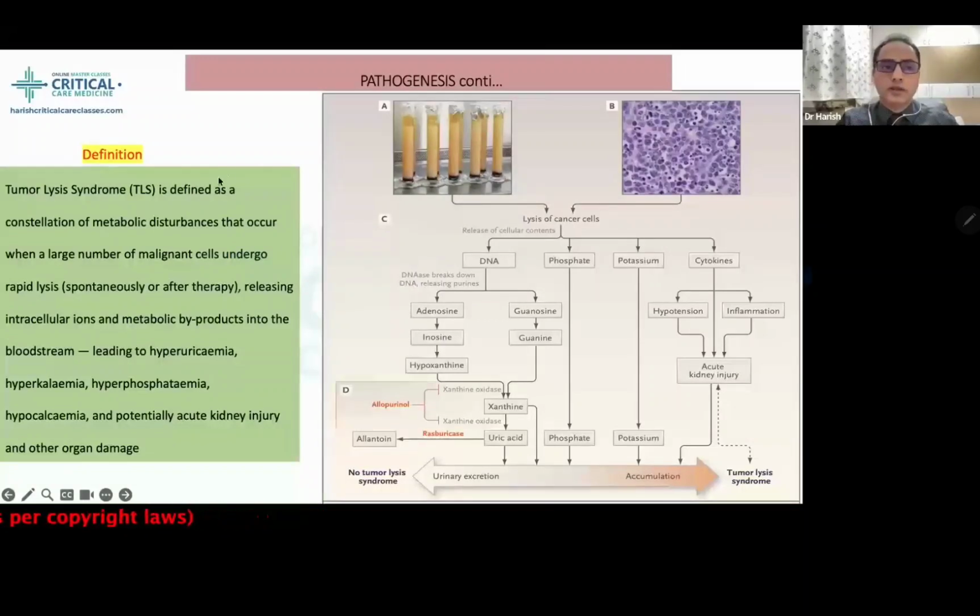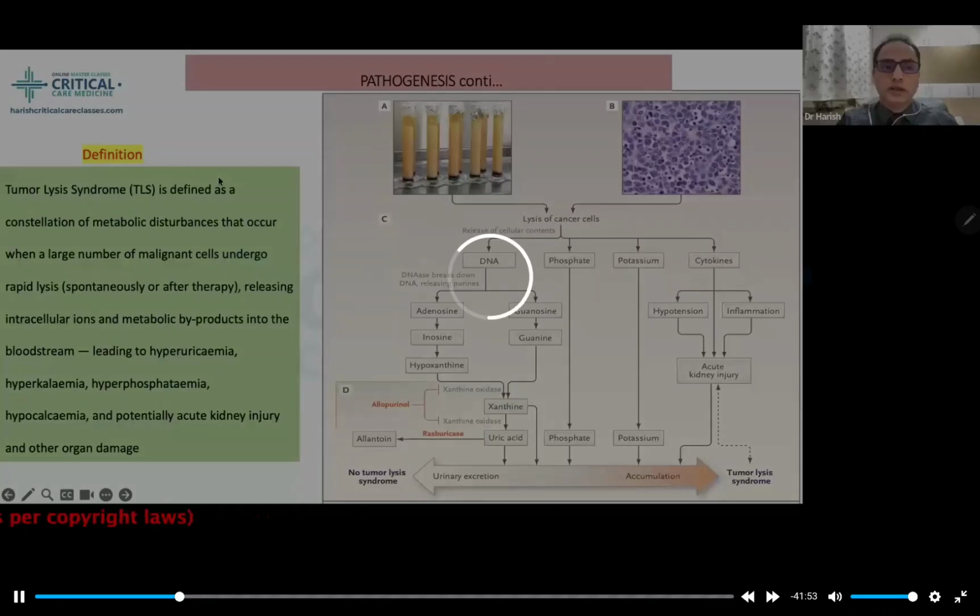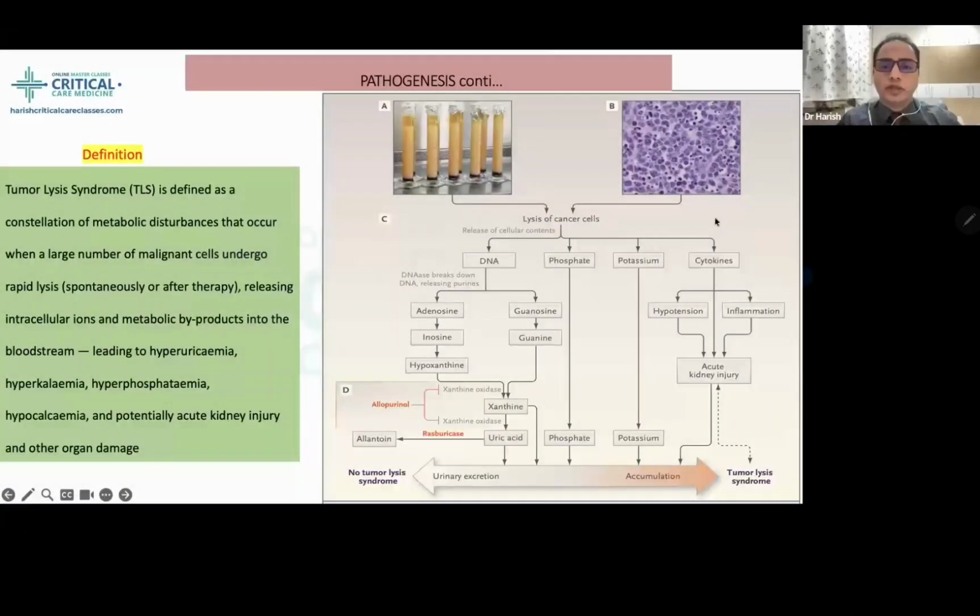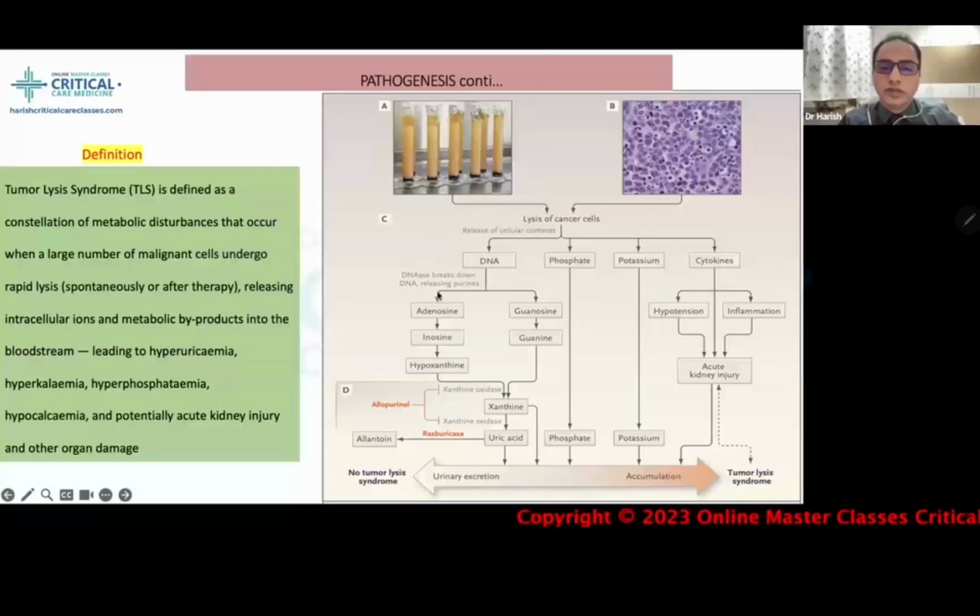If you see the pathogenesis, okay, when there is lysis of the cancer cells, there is a release of cellular contents. So these are phosphate, potassium, cytokines, and the breakdown product of the cell itself, the DNA. So DNA breaks down, which releases the purines like adenosine, which get converted into inosine, and then to hypoxanthine.